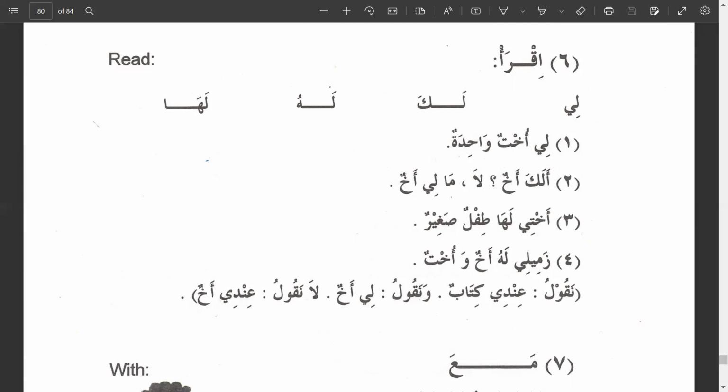So, Athar, do you know what is li? Li means like the harfjar one. Yeah, harfjar. Li means two. No. Ila means two. Li is for.